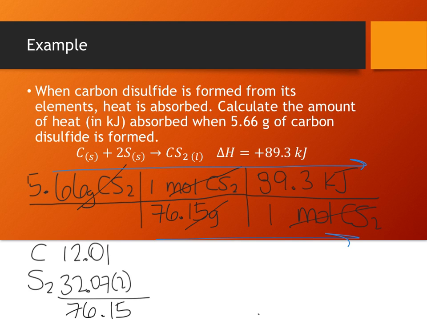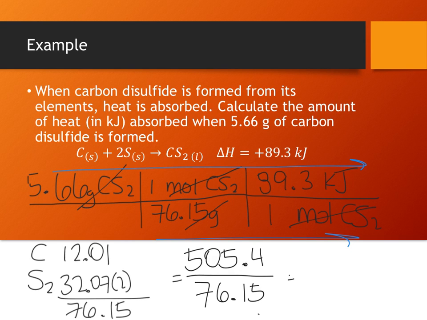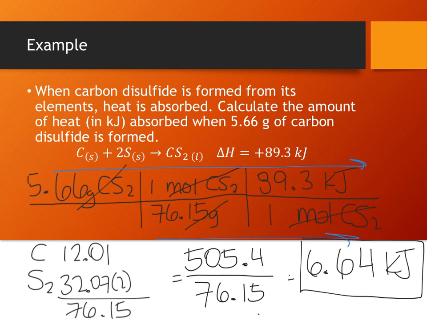That all will basically be 505.4 over 76.15, which, when you put that in your calculator, you get 6, sorry, I'm trying to look at my calculator, 6.4 kilojoules. That's your answer. Yay. Not all that bad.